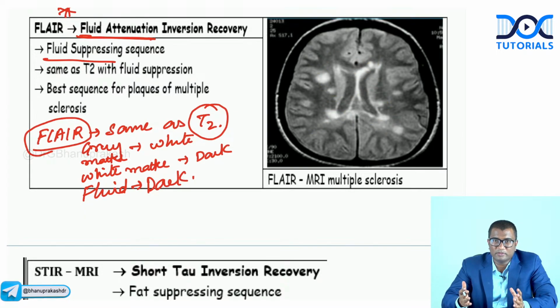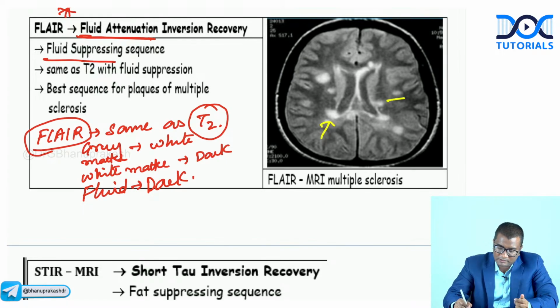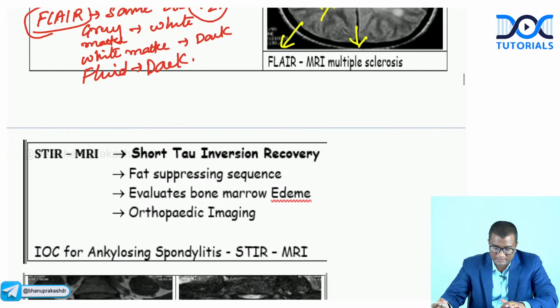If it was T2, the ventricle would also be white and the periventricular hyperintensities would also be white. It will be difficult to differentiate. So the best sequence to look at plaques of MS, to look at those Dawson fingers, the plaques of MS, they are best seen on a FLAIR MRI. So FLAIR MRI is the investigation that is preferred for multiple sclerosis.